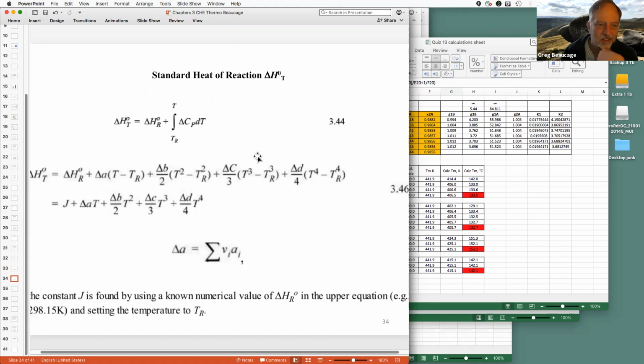The energy balance ended up giving this weird expression for the heat of reaction, right? This is the 298-degree, 1 atmosphere heat of reaction. Then you add in the heat capacity change for the reactants. These are delta A, delta B, and so on: the stoichiometric coefficient times the A components. These are the A, B, C, D for the heat capacity from table E in the back of the book.